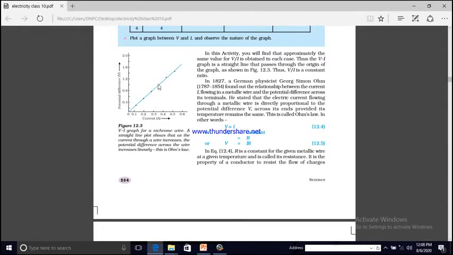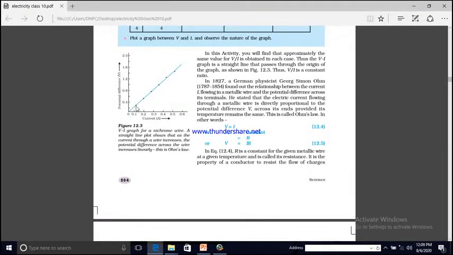So for 1 volt and 0.4, 1 divided by 0.4 will be approximately 2.5 ohm. If you calculate any of these points, you will get this approximate value of 2.5. That constant is known as the resistance of the resistor in the particular circuit.